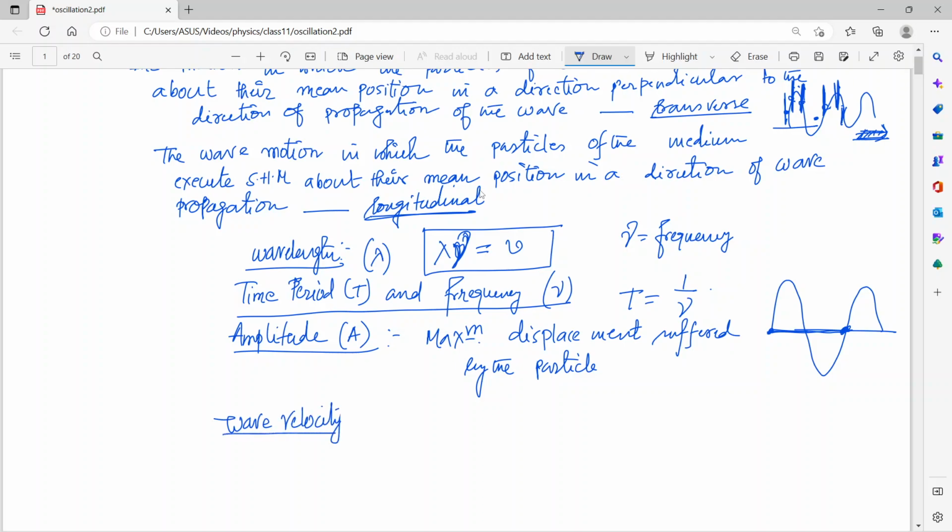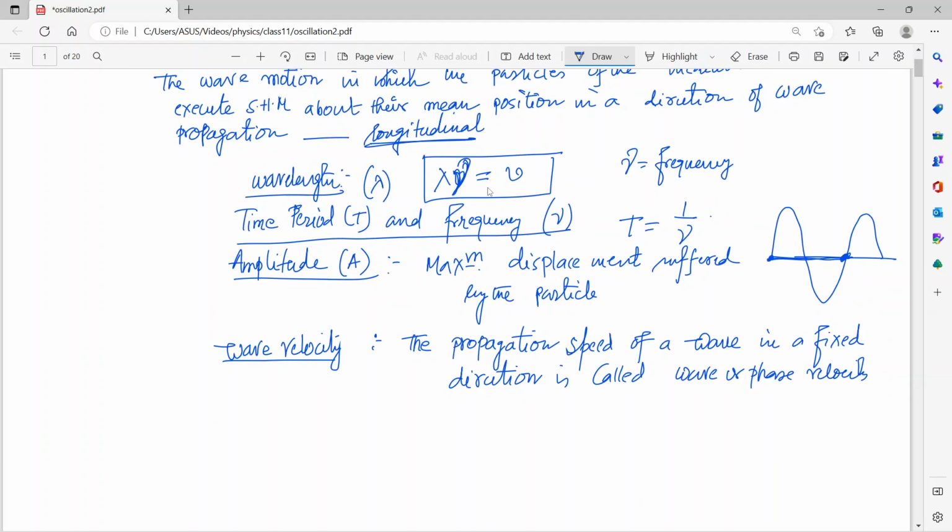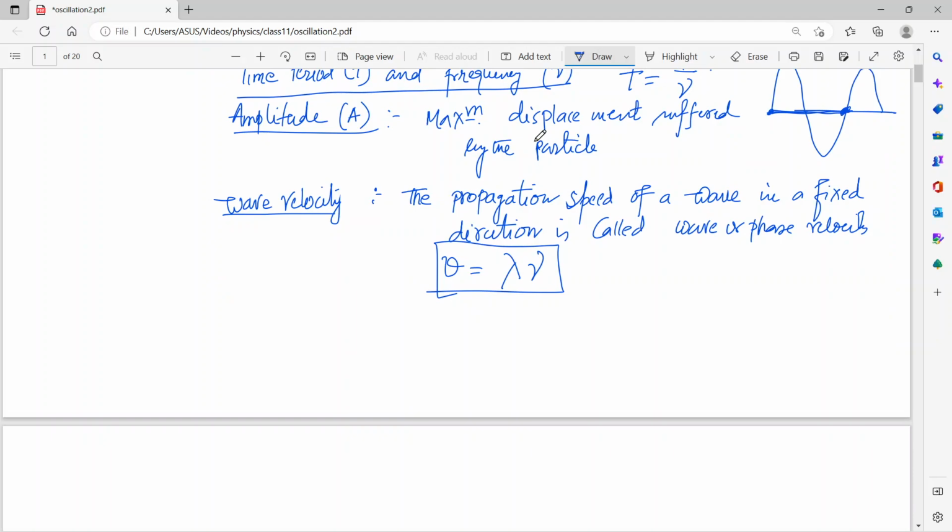And there is a term called wave velocity. What is wave velocity? The propagation speed of a wave in a fixed direction is called wave velocity, or you can say phase velocity. And we know that wave velocity v can be denoted as lambda mu, right? So frequency multiplied by wavelength will give you the velocity.